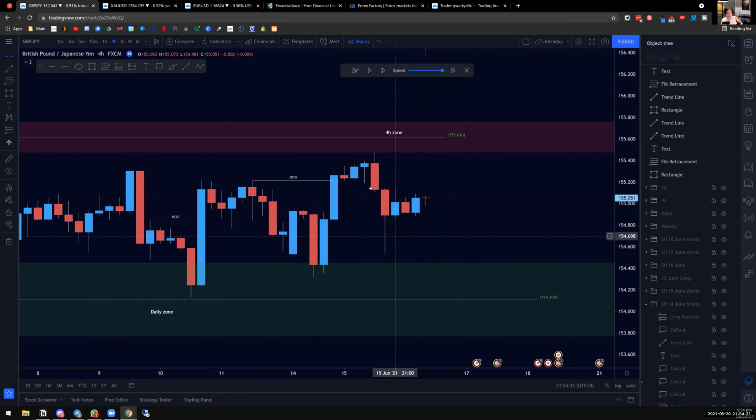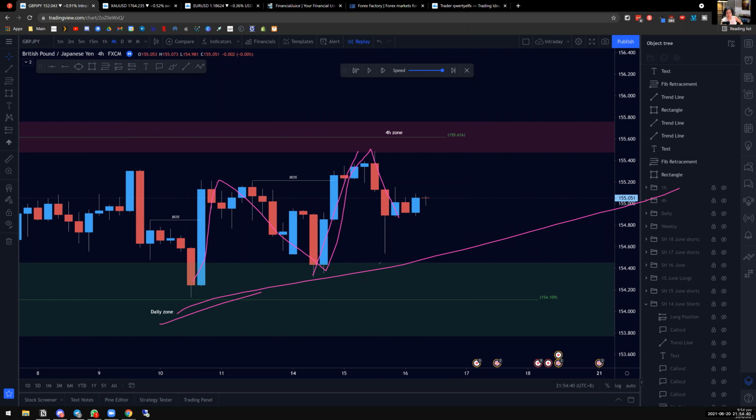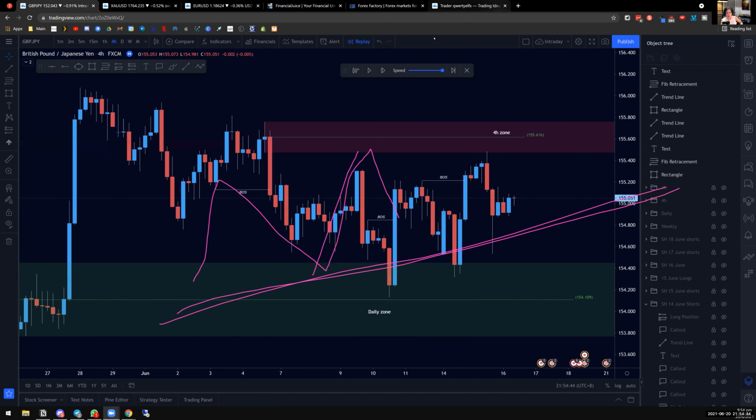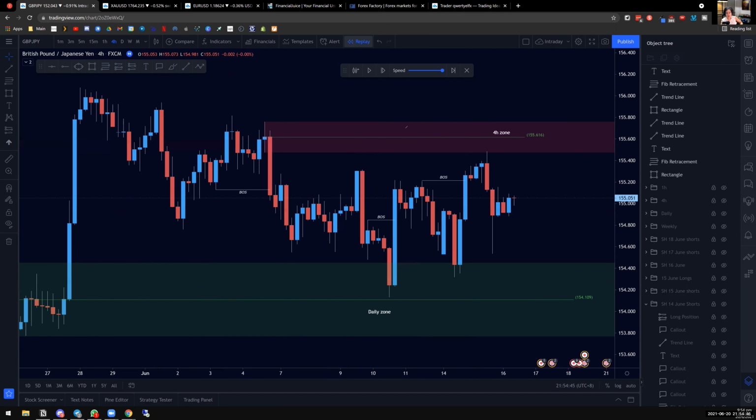4 hours, not really doing anything. It's still making higher lows, higher highs. Oh, it was Wednesday. Yeah, Wednesday was the one. Okay, so it's still making the higher lows on the 4 hour, but at the same time, it's still doing this on the top, right? So it's kind of squeezing already.